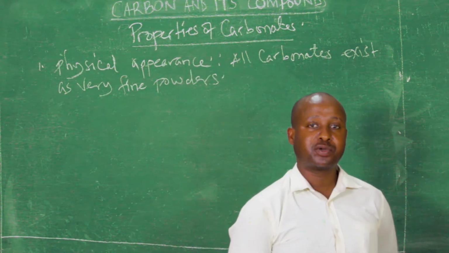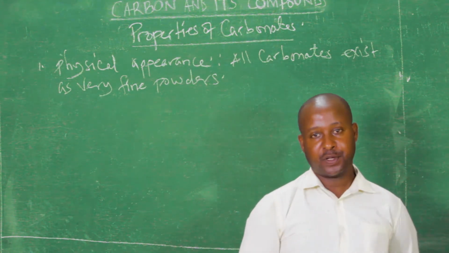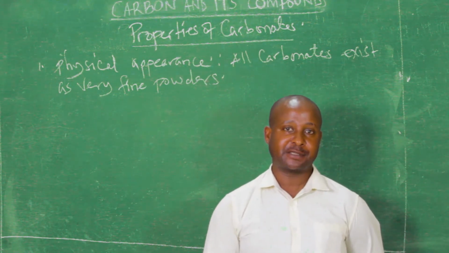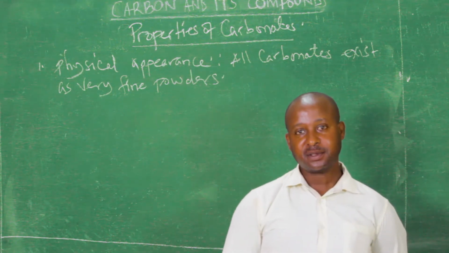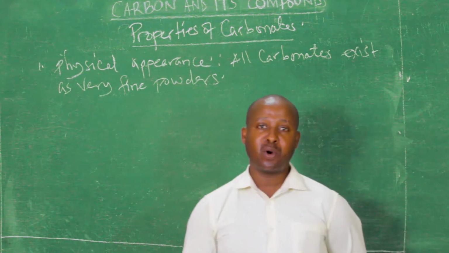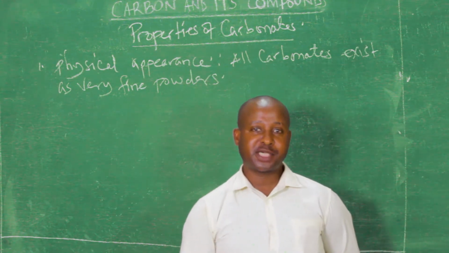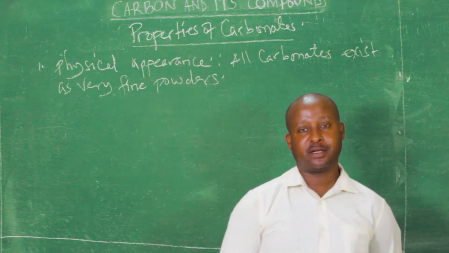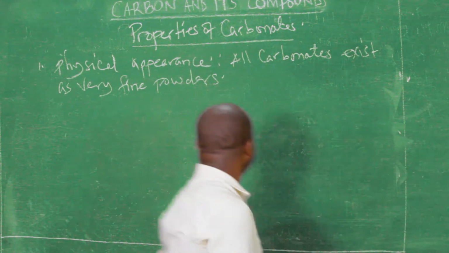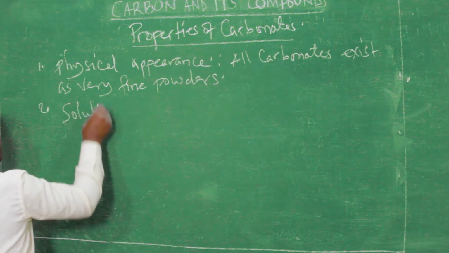Then what about their solubility? Solubility is also a feature that describes the physical properties of carbonates. Actually, all carbonates are insoluble in water except the carbonates of potassium, the carbonates of sodium, and the carbonates of ammonium. This is property number 2, solubility.